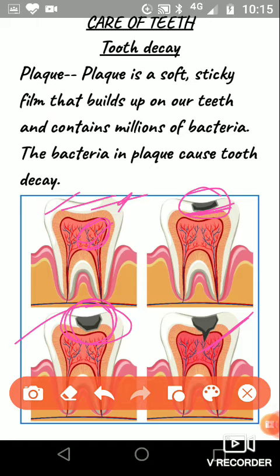So when it reaches the dentine part, what happens? You start feeling pain, because now it has reached the sensitive area where bacteria cause disease and damage your tooth. It is very painful. And if it reaches the pulp, it is again very painful, and eventually your tooth becomes weaker and falls down, which is called tooth decay.